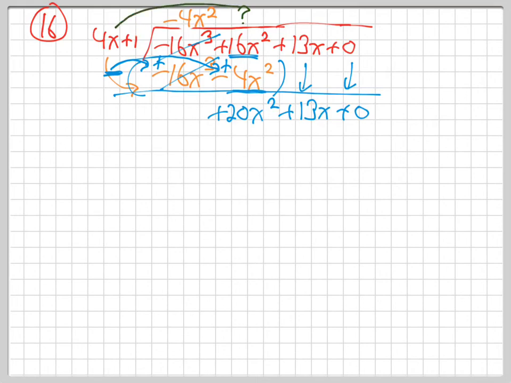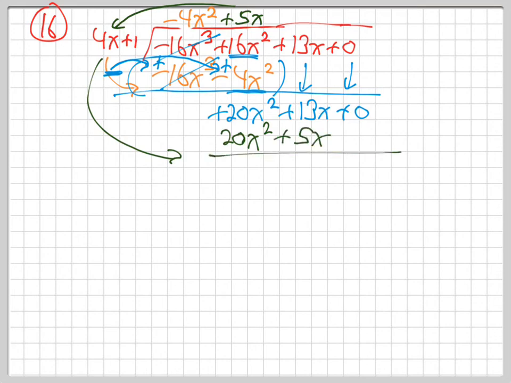What times the front will match the front? What times 4x makes 20x squared? Well, it's going to be plus 5x. That'll multiply to be 20x squared plus 5x. Draw your line.